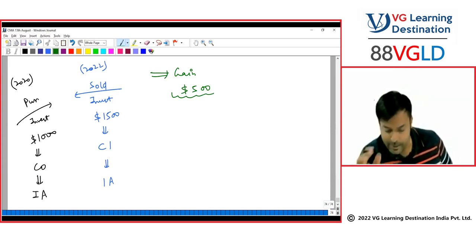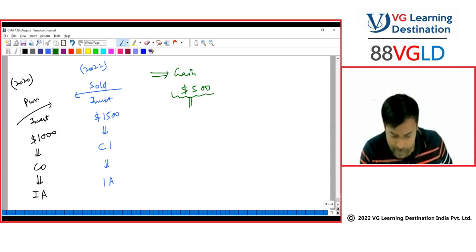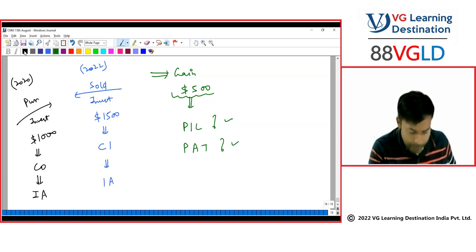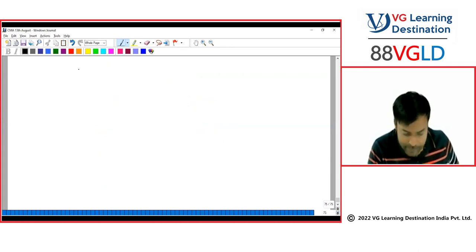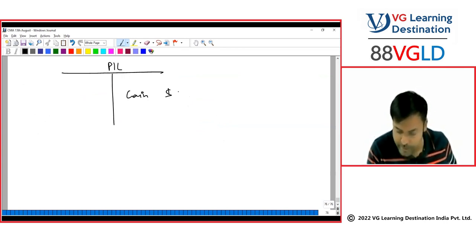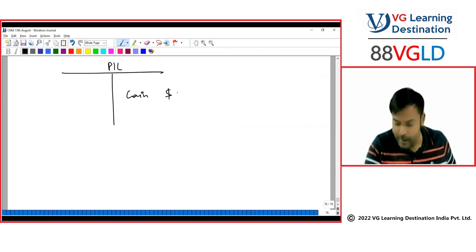Okay. Now, this gain, guys, will it come into the P&L? Yes. That means it would be included in the PAT. Let's say I am making the cash flow statement, guys. I am writing OA, IA, FA. Now I'm making the P&L, and I'm writing here gain on the investment. How much should I write? $500, right?